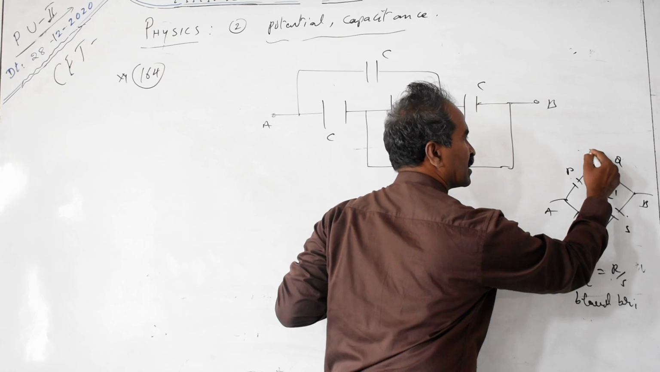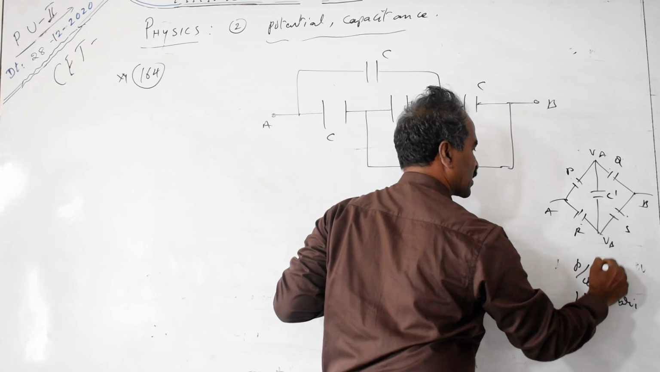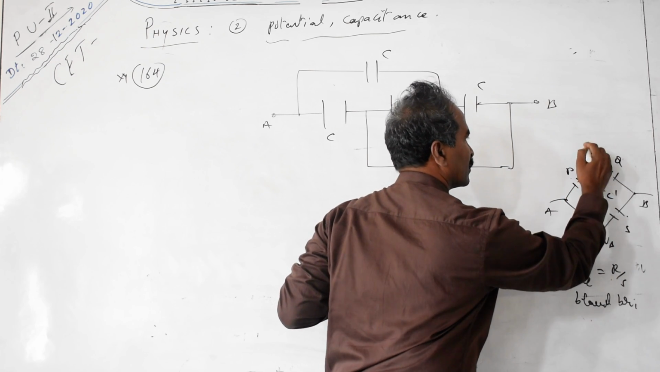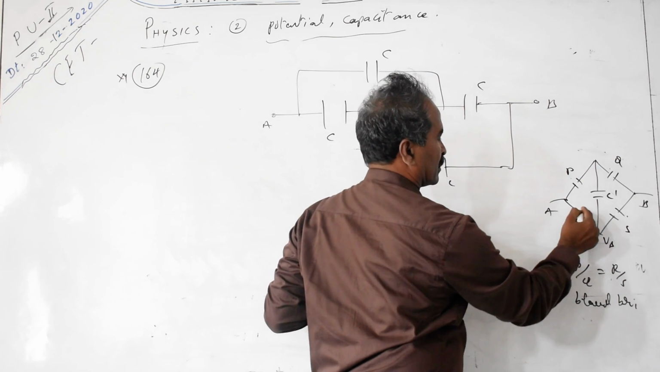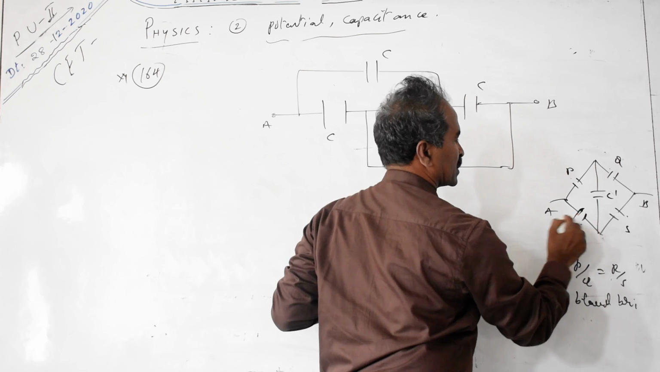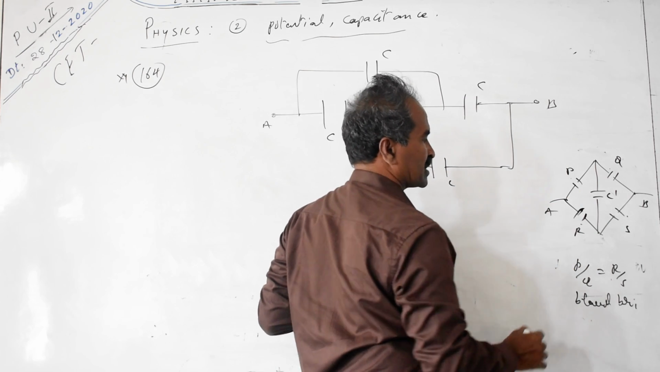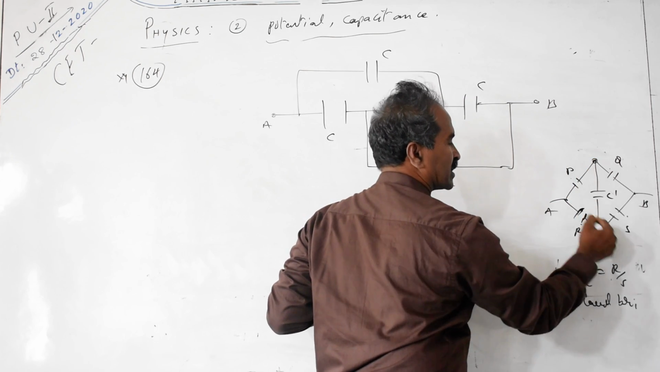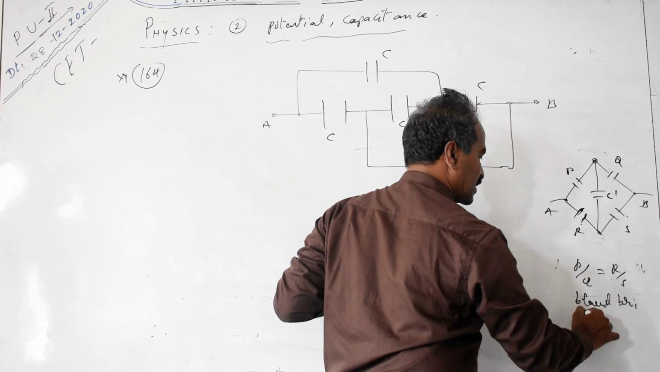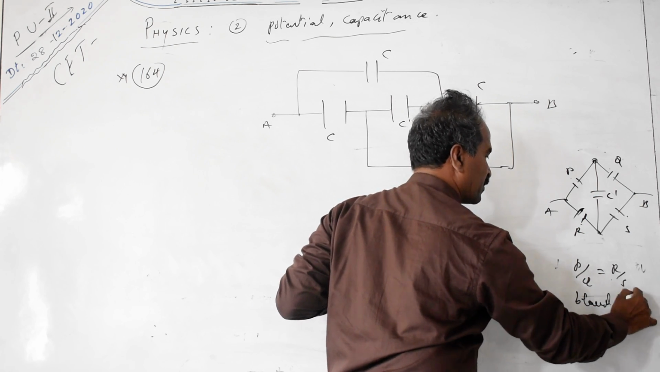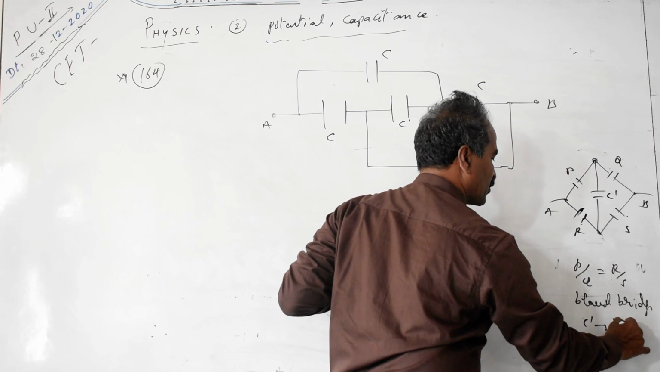When the bridge is balanced, the potentials at these points will be equal. We don't call them C because C itself is the capacitance symbol we have taken. So these points are at the same potential. When the potential is the same, the capacitance C prime will not be charged. C prime is removed. It is a balanced bridge. C prime, just remove it.